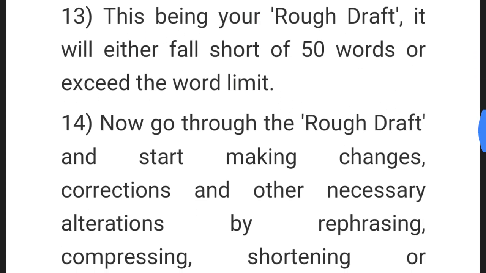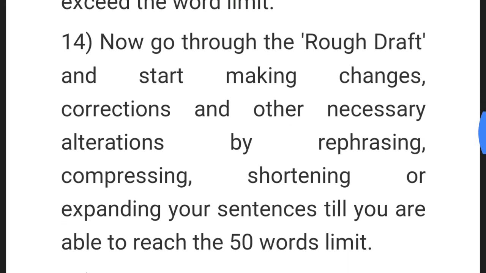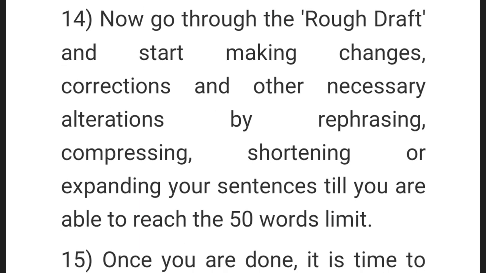Now go through the rough draft and start making changes. Now comes your actual working. First working was reading the passage. Second working was noting down the points. And now comes the real working where you have to expand or compress so that you meet the word limit. That is 50 words. So start making changes, corrections and other necessary alterations by rephrasing, compressing, shortening or expanding your sentences till you are able to reach the 50 words limit.